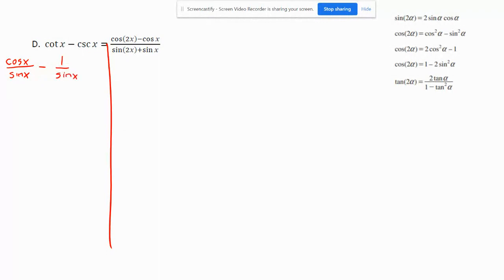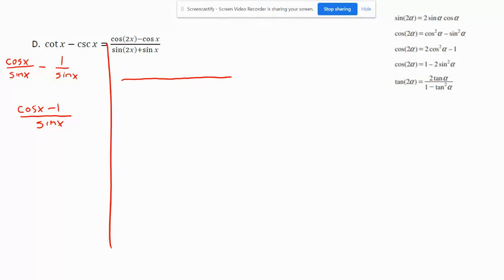So I'm just going to do a bit more work on the left-hand side over here. We already have a common denominator of sine x, so that means I can subtract my numerators, and we get (cos x minus 1) over sine x. So we need to work on the right-hand side now and get that to equal this guy over here. The trick for this question is we're going to have to do some factoring of our numerator and denominator to be able to make some cancellation happen here.